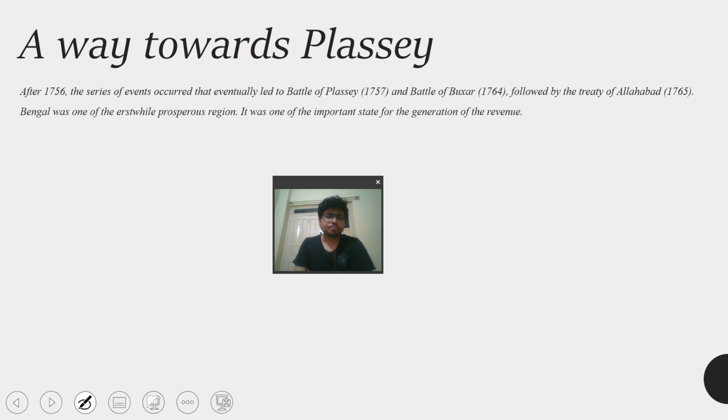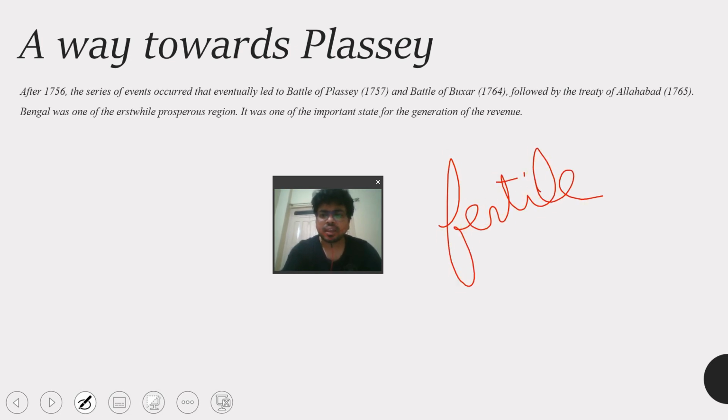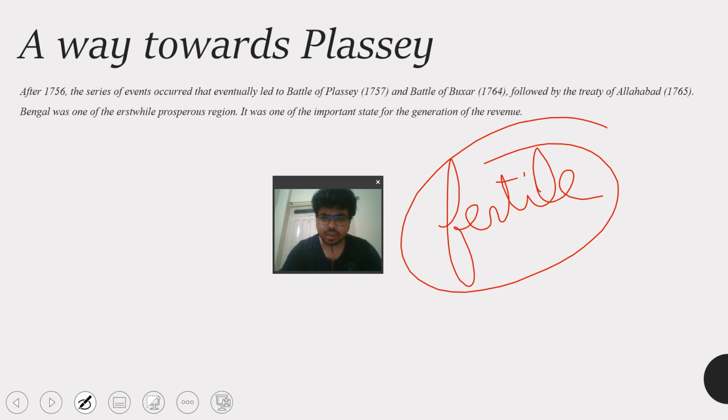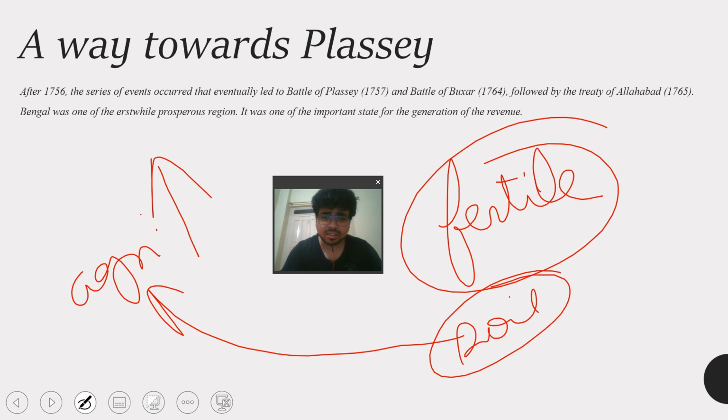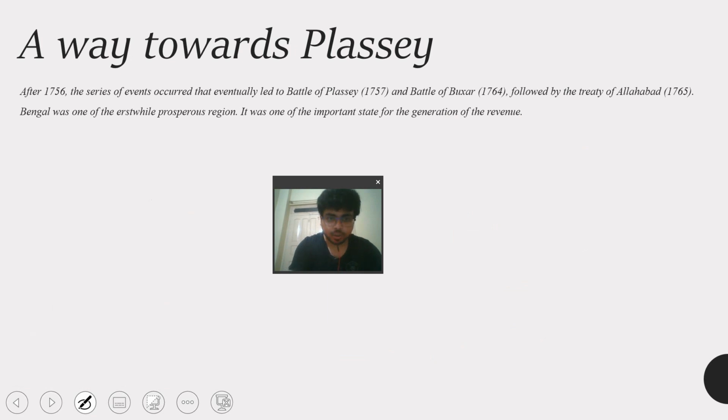Bengal was one of the erstwhile prosperous regions because it had fertile soil, and the Ganga and the Hooghly rivers. The soil of the Bengal region was fertile, thus agricultural production was very high, and thus the tax collection was very high in this region. And remember, Bengal is not the current Bengal. In that scenario, Jharkhand, Bihar and everything was included. So it was one of the important states for the generation of revenue at that time.